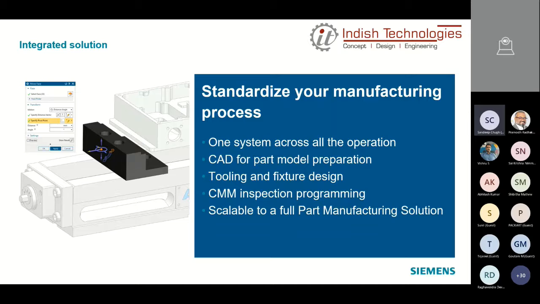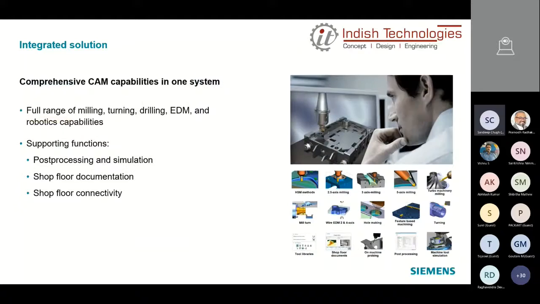You design your product, you design your tooling and fixture, you create the toolpath, you do the CMM inspection programming with the same route. If one thing gets changed, everything can be changed. It gives you a notification: parent has been changed, dependency highlights that something has changed, whether you want to update or hold on. It gives you freedom for everything. Then it's not milling only. We have solutions for turning, EDM, everything.